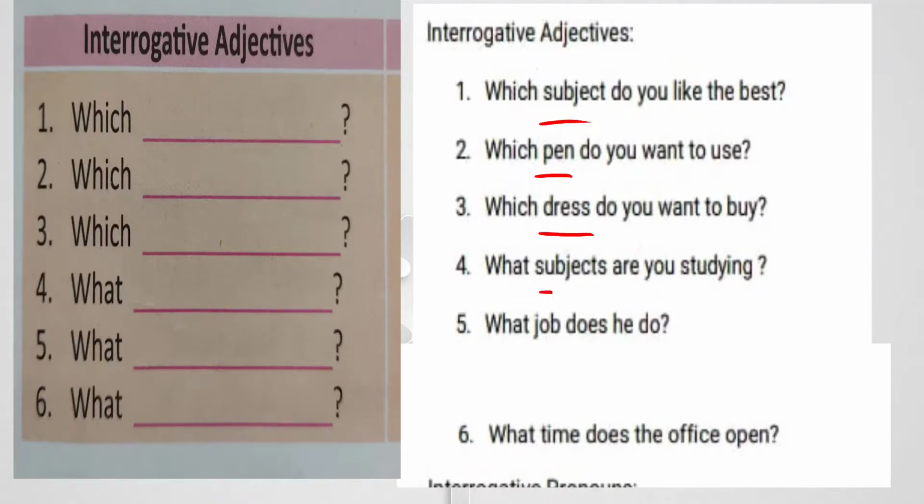Here also subjects is noun. What job does he do? Here also job is noun. What time does the office open? Time, that is noun. So when which and what are used with nouns, they are called interrogative adjectives. So you can fill the answers. This exercise you can do in your notebook.